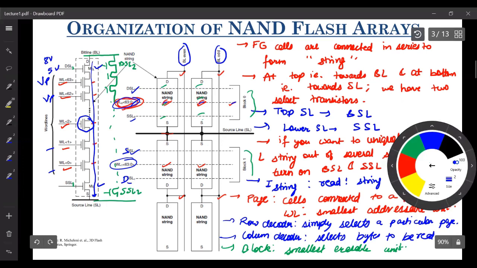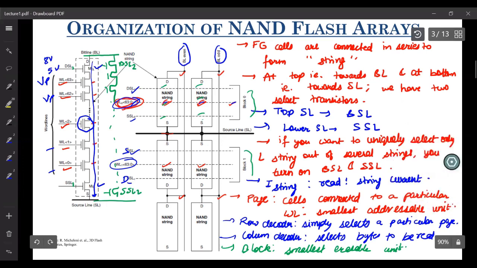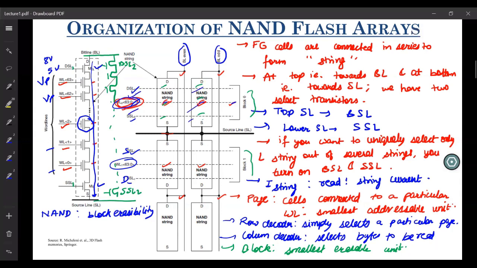You must have heard previously that block erasability is there in NAND. So this is what it means. A block consists of different pages, and you organize it in blocks so that one block is erased at one time. I mean, the entire block is erased at once.